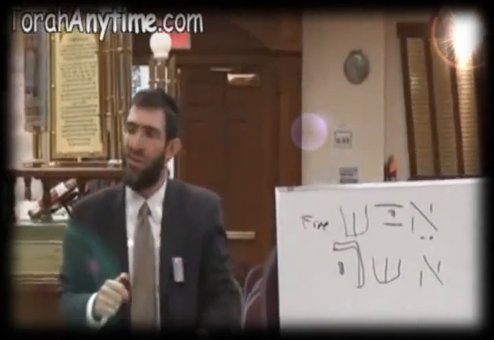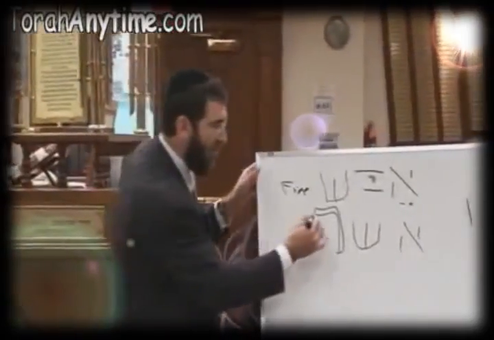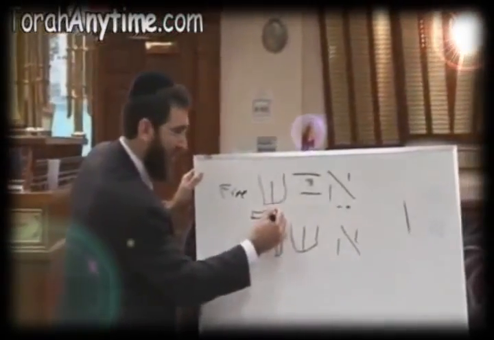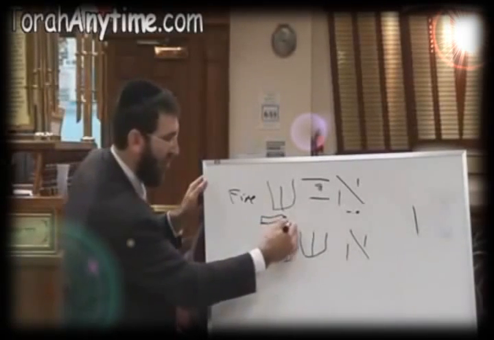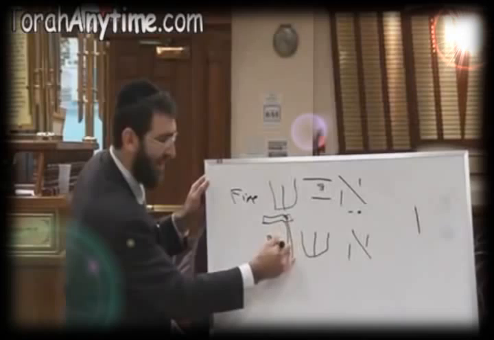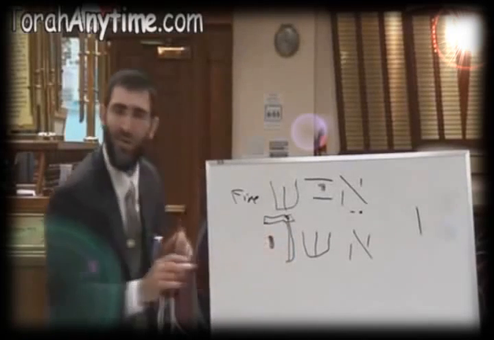A woman's vision is different. A woman's vision is to be a hay. Now it's interesting. If you look at a hay, it is really composed of two letters. It's a dalet with a yud inside of it.